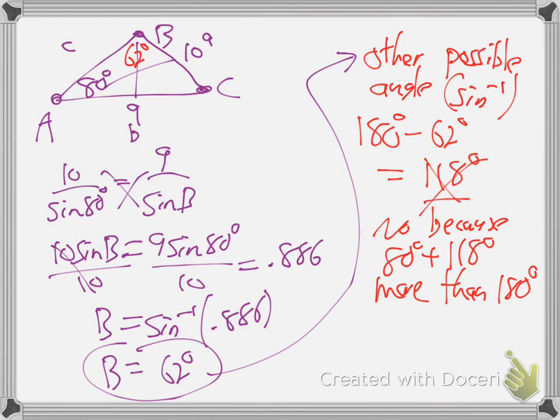There's only one possible triangle that fits the given information, that fits having an 80-degree angle across from a side of length 10 and another side that's 9. There's only one way to have a triangle like that. That other angle has to be 62. Does that make sense?